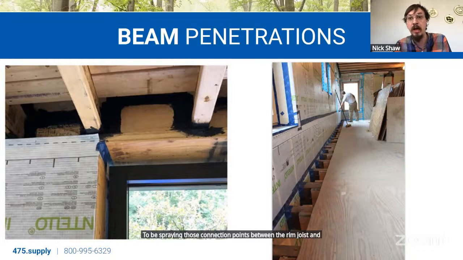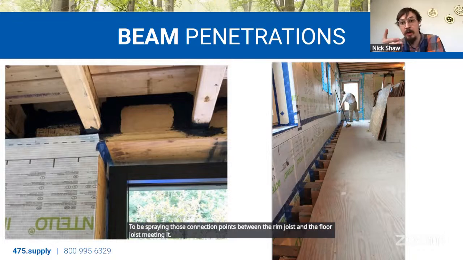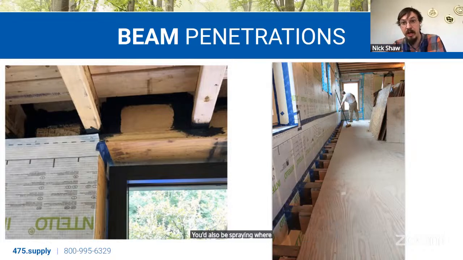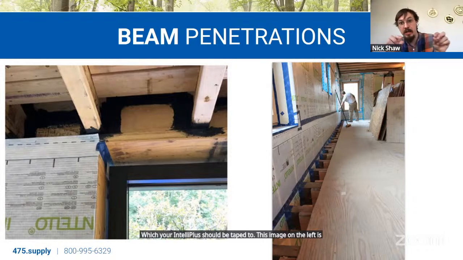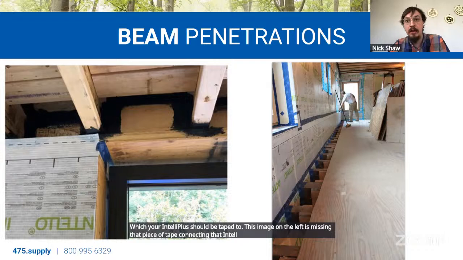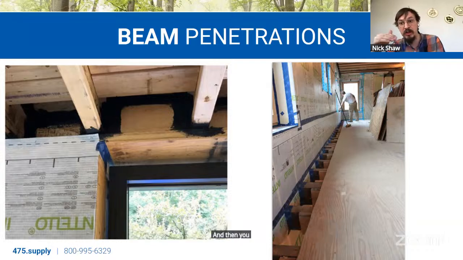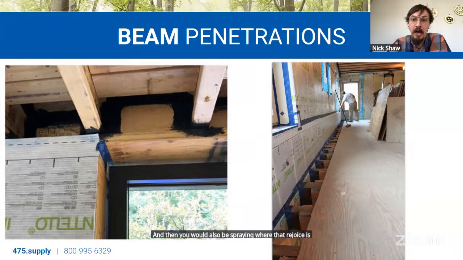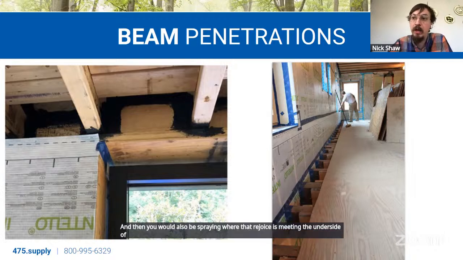joist meeting it. You would also be spraying where that rim joist is meeting the top plate, which your Intello Plus should be taped to. This image on the left is missing that piece of tape connecting that Intello to the top plate. And then you would also be spraying where that rim joist is meeting the underside of that subfloor sheathing. So that's a really great approach.